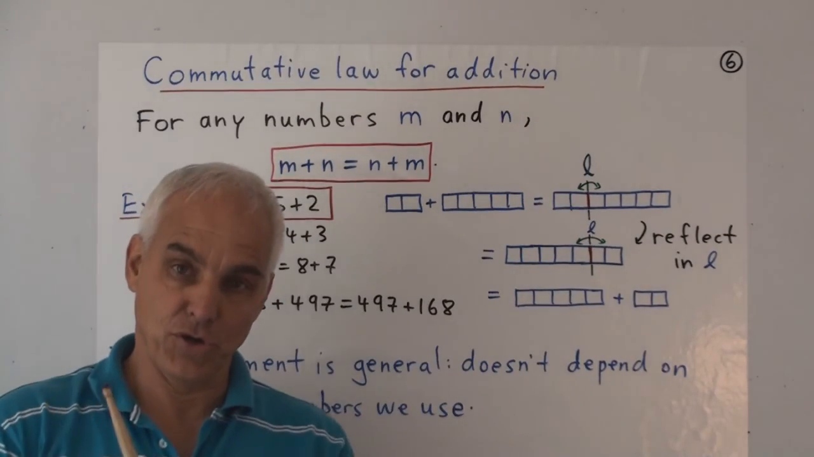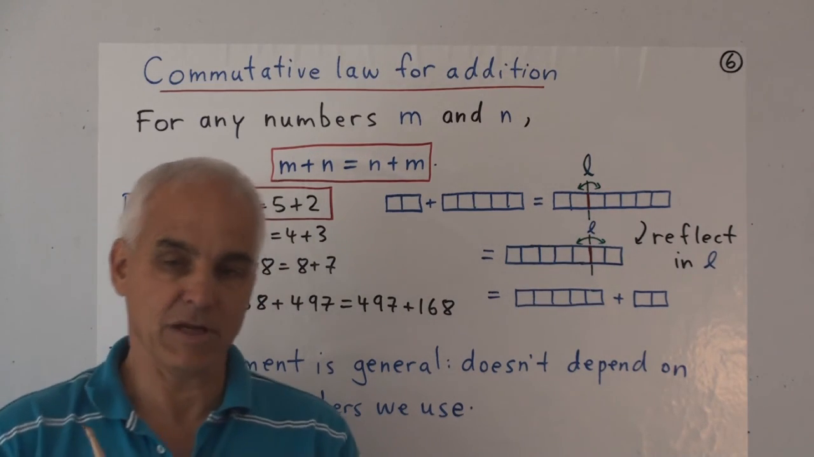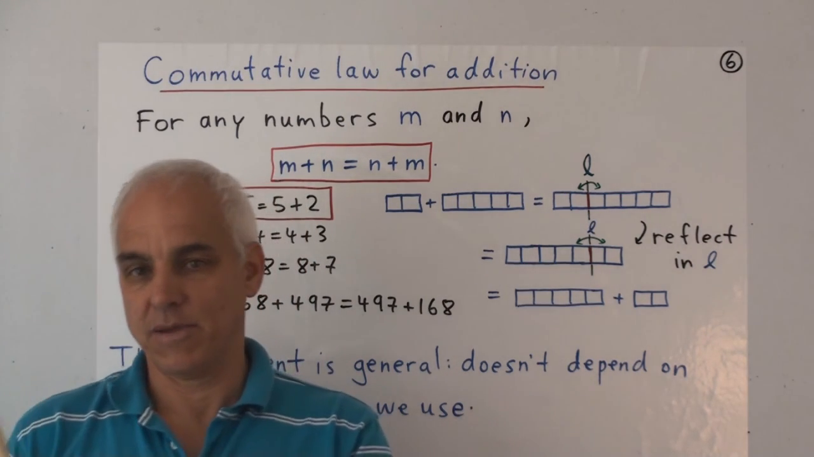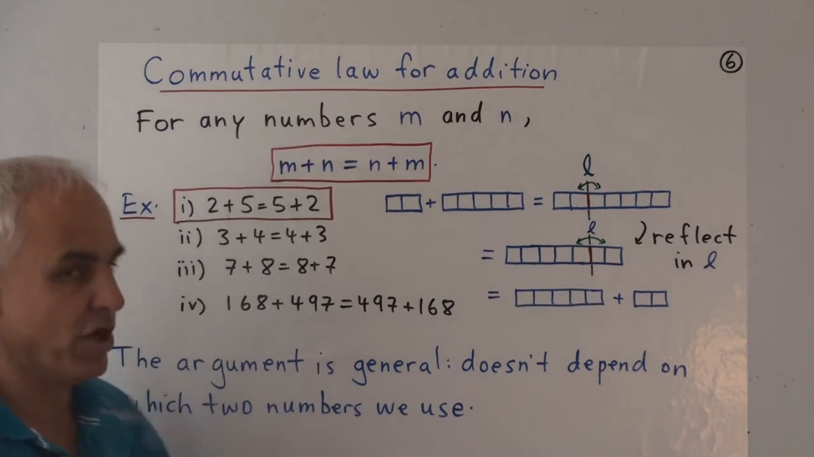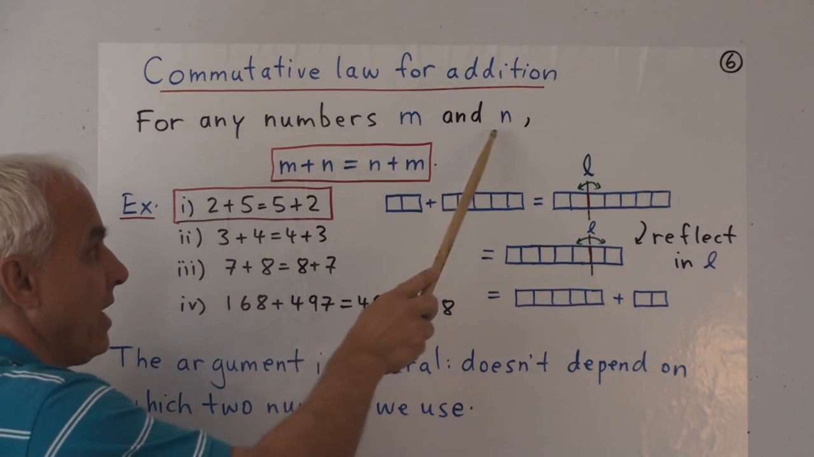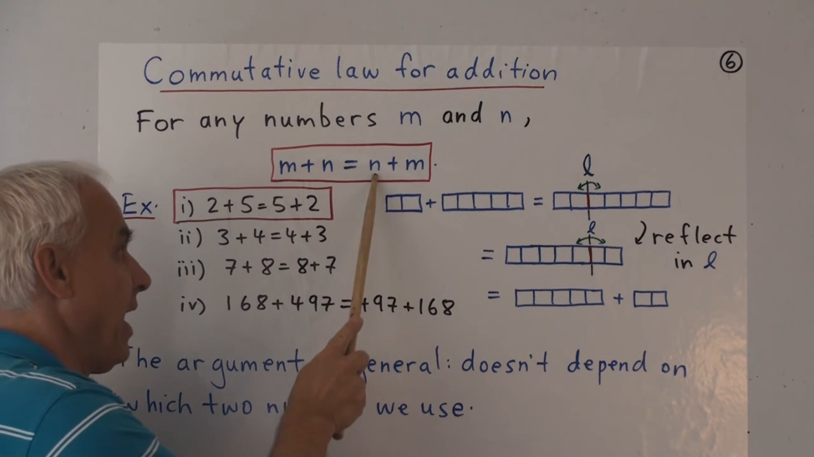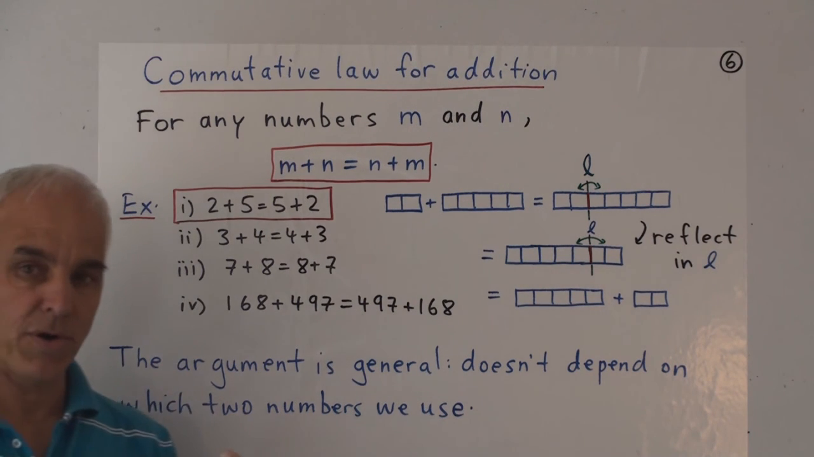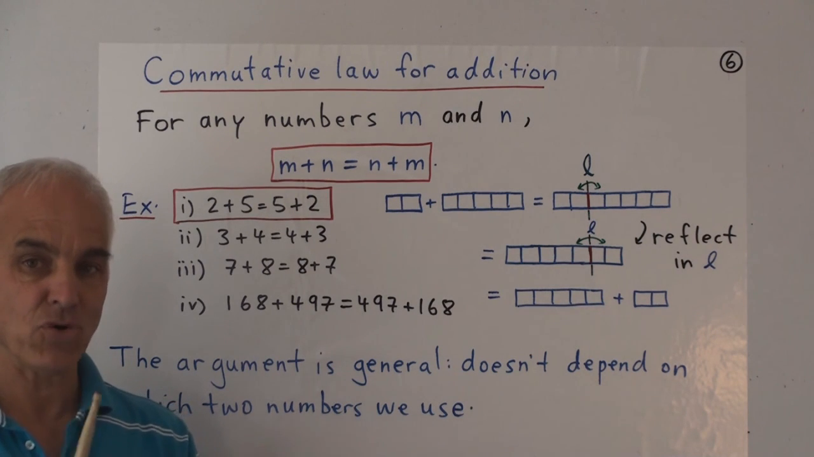So now let's return to our two operations in arithmetic, addition and multiplication, and these two important laws, the commutative law for addition and the commutative law for multiplication. So the simplest one is the commutative law for addition, which says that for any numbers m and n, m plus n is the same as n plus m. In other words, it doesn't matter what order you add two numbers, the answer you get is independent of which order you add them.